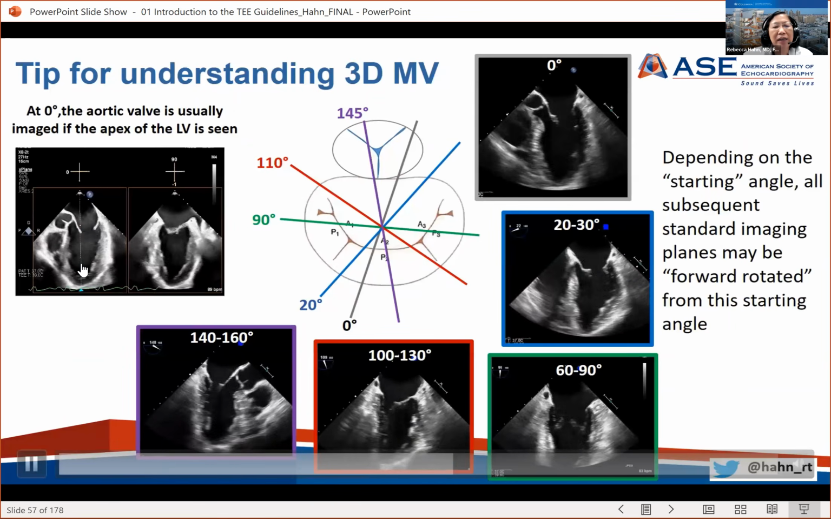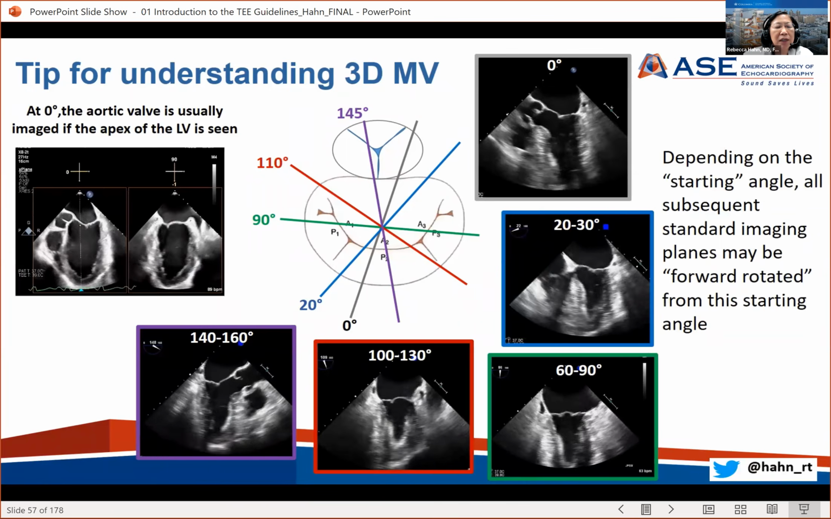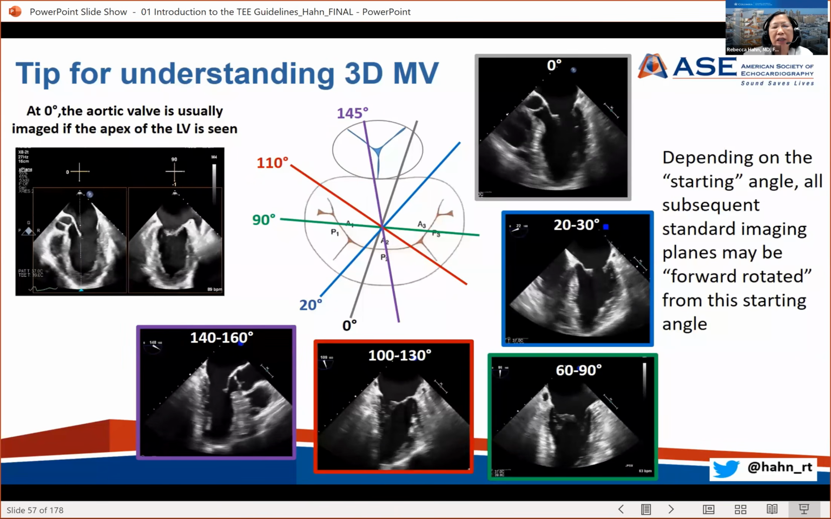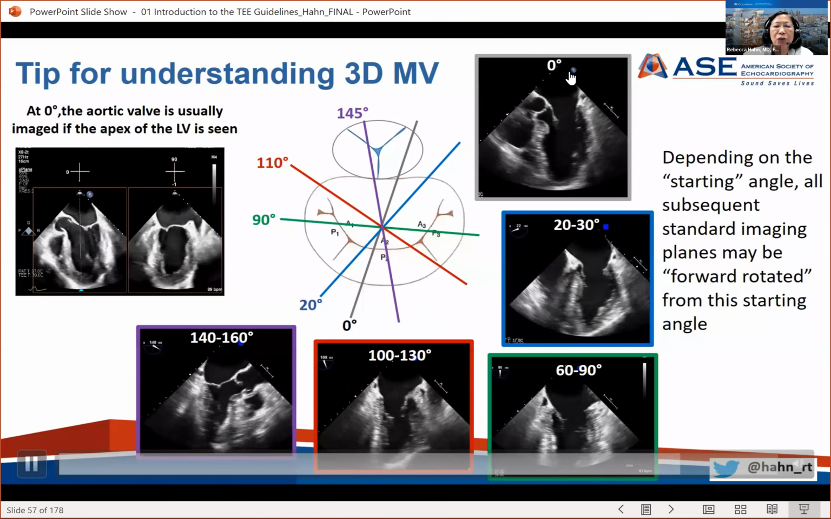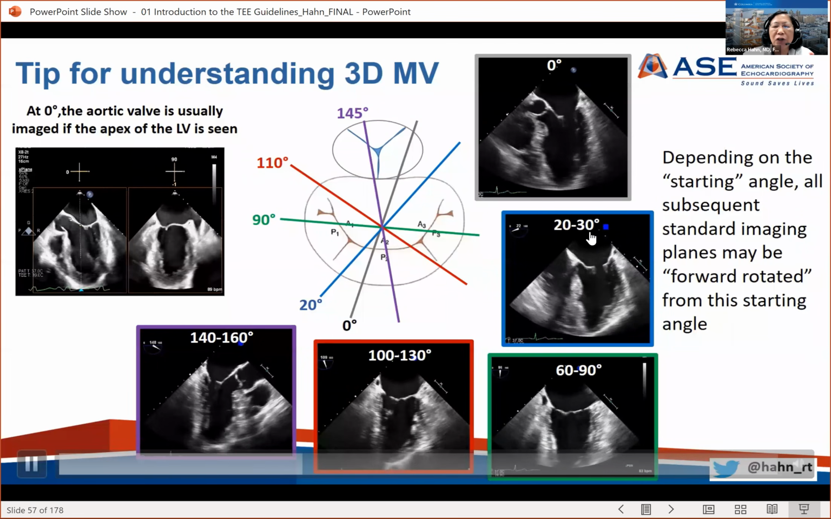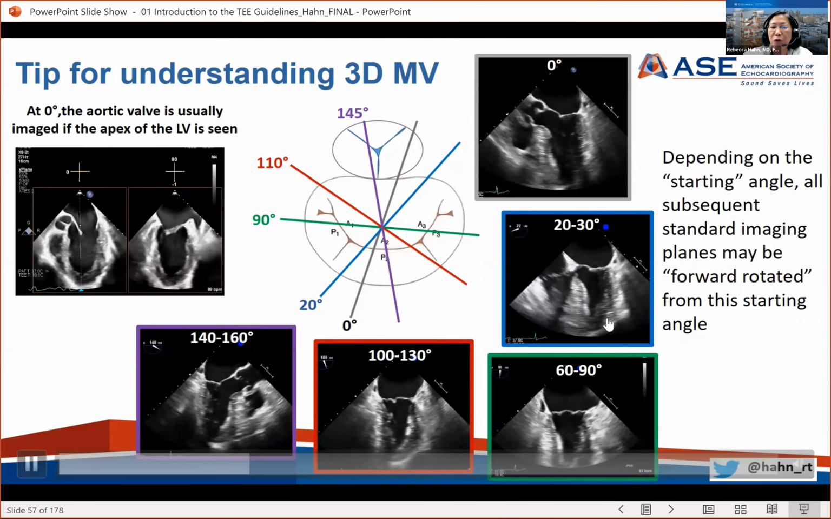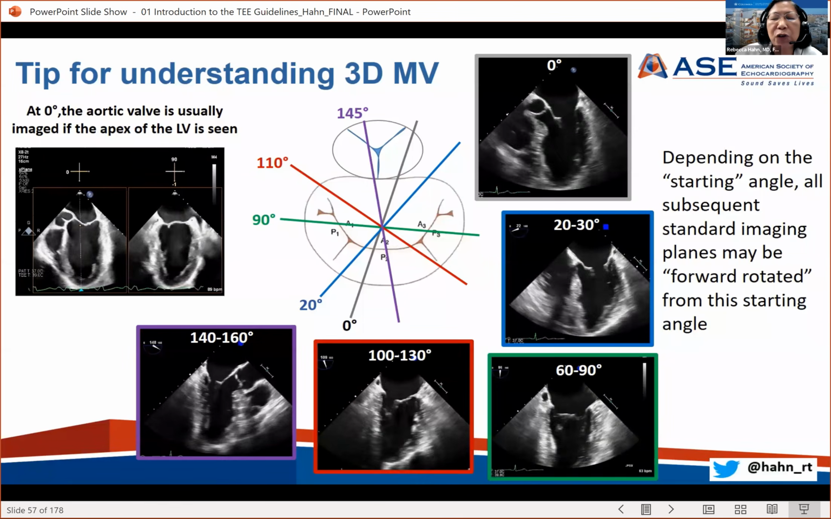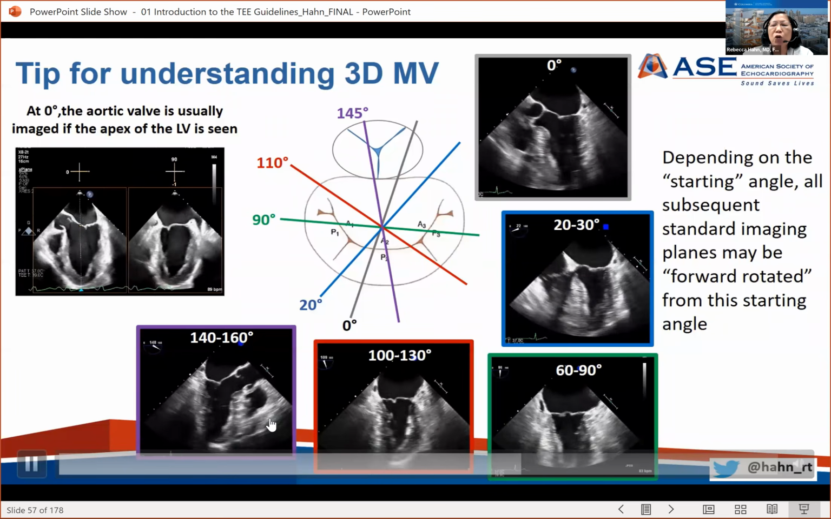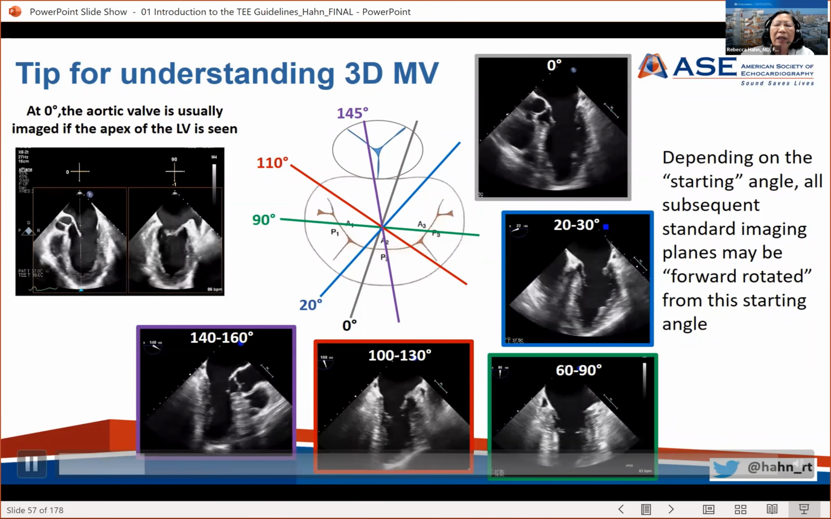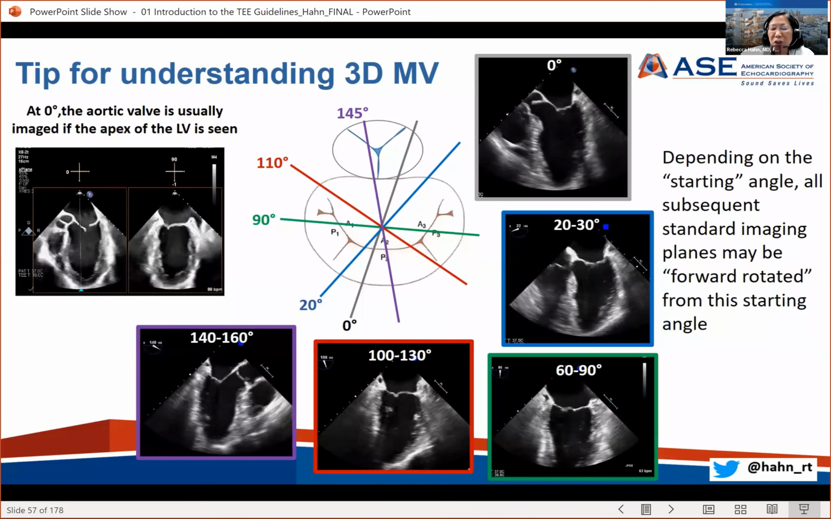Now, just remember that at least 80% of the time, maybe more, our initial view has the aorta in it. And when we have the aorta in it at 0 degrees, it usually takes 20 to 30 degrees of mechanical rotation to get us to a 4-chamber view. So if it takes 20 to 30 degrees to get you to a 4-chamber view, then all the subsequent views are going to be 20 to 30 degrees higher than you would otherwise have gotten if you started at 0. And that just makes common sense.